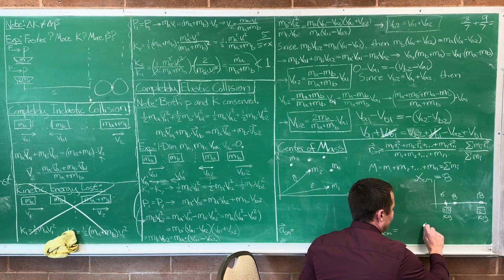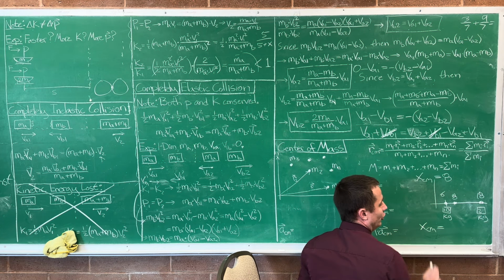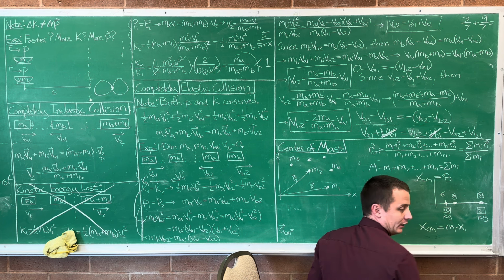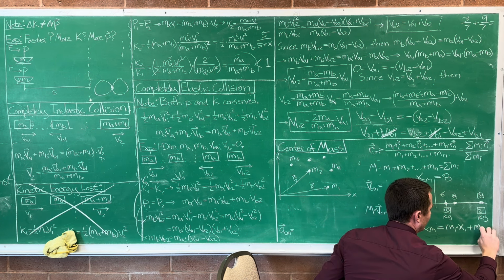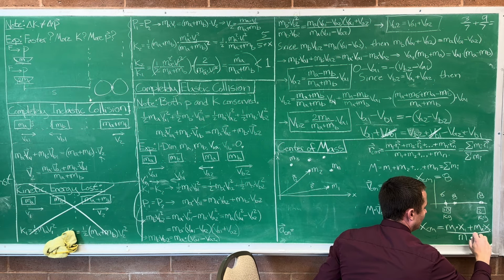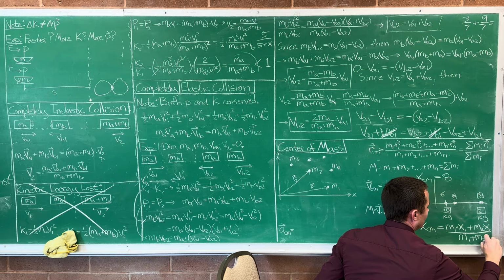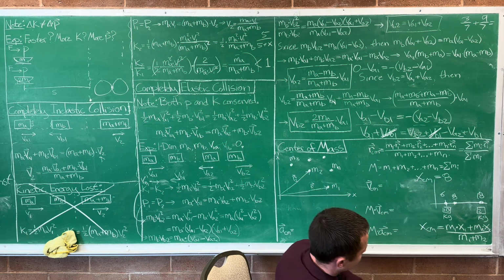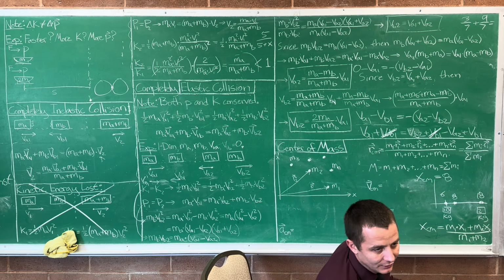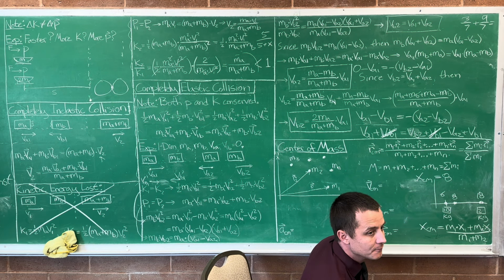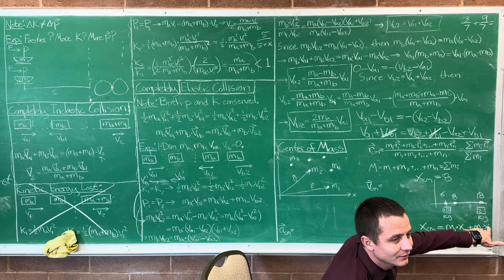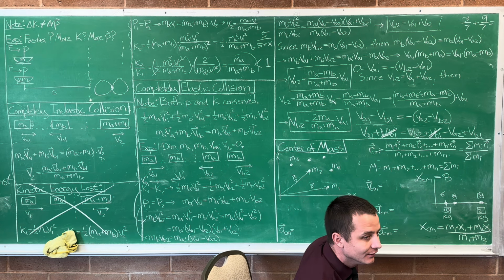Here's how you get your center of mass in general. You take your first mass times however far over it is, plus your second mass times however far over it is, and then you divide by m1 plus m2. For those familiar with weighted averages, this is just a weighted average. You weight each x position based on how much mass is there.